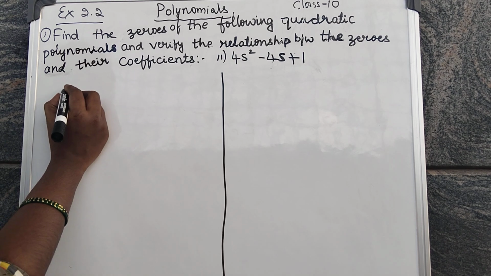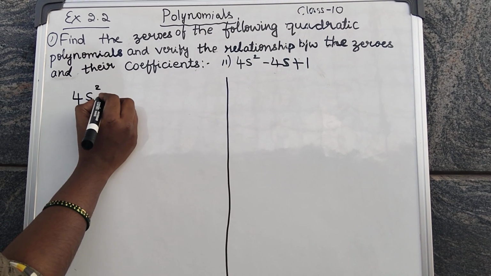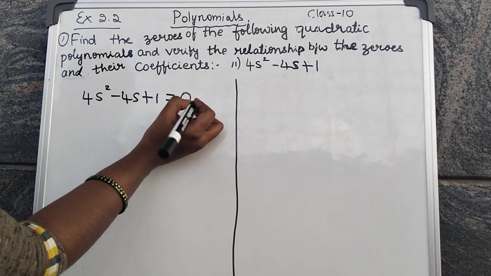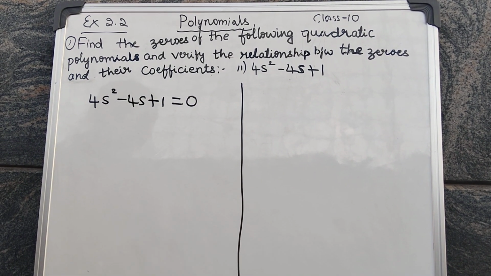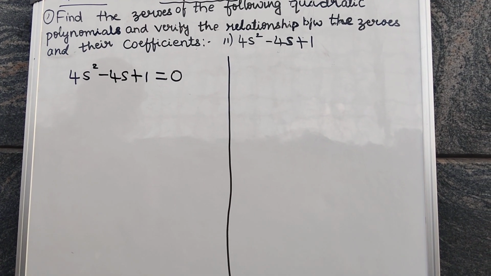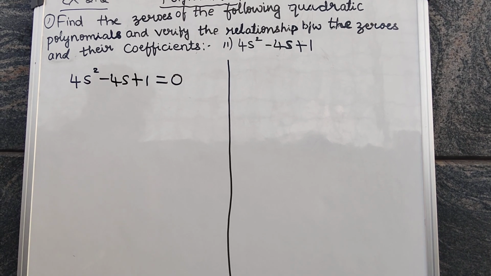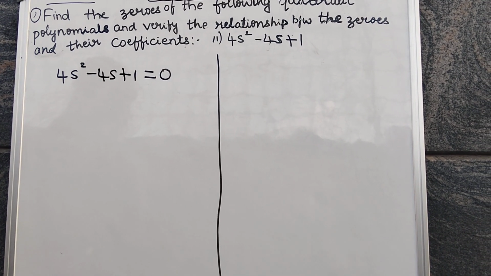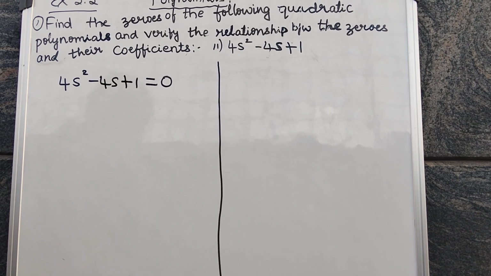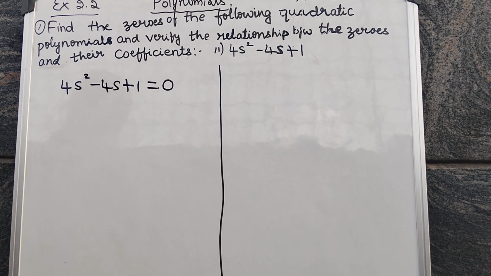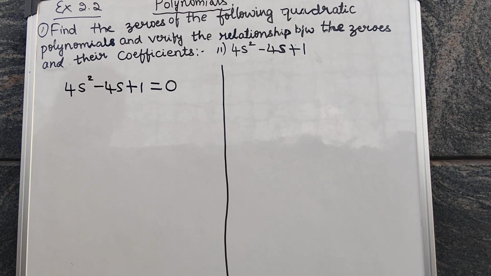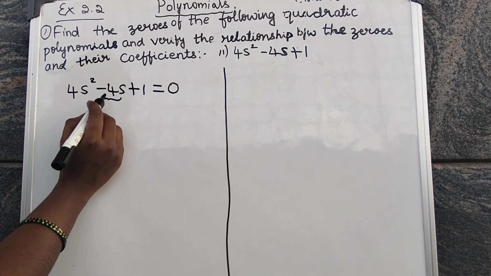Here the quadratic equation is 4s² − 4s + 1 = 0. First step, you have to find the roots or zeros of the polynomial, and in the next step you have to verify the relationship between the zeros and their coefficients. Firstly, we'll find the zeros of the quadratic equation by splitting the middle term, that is −4s.